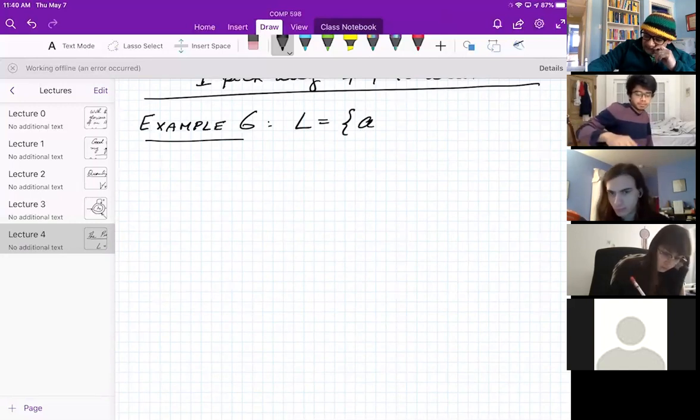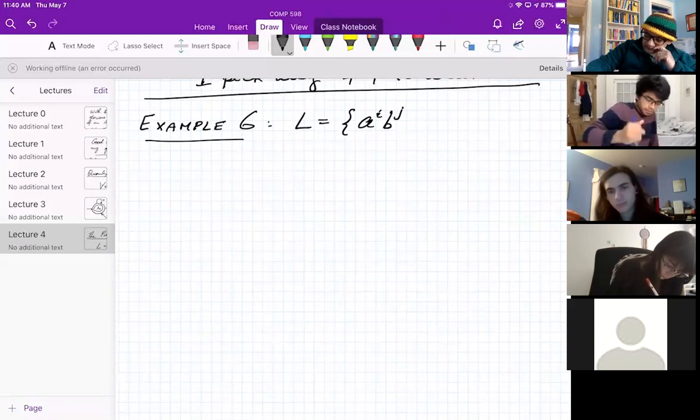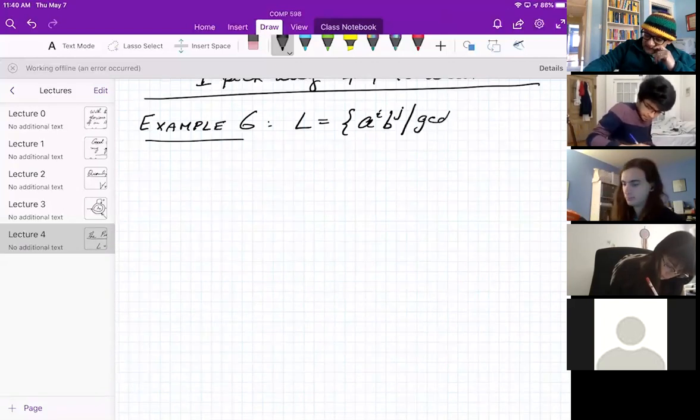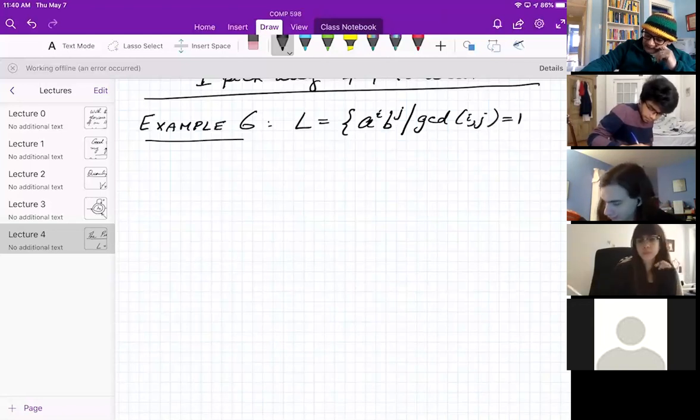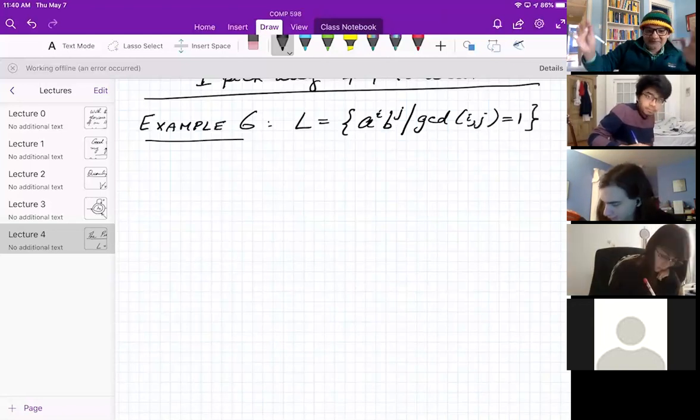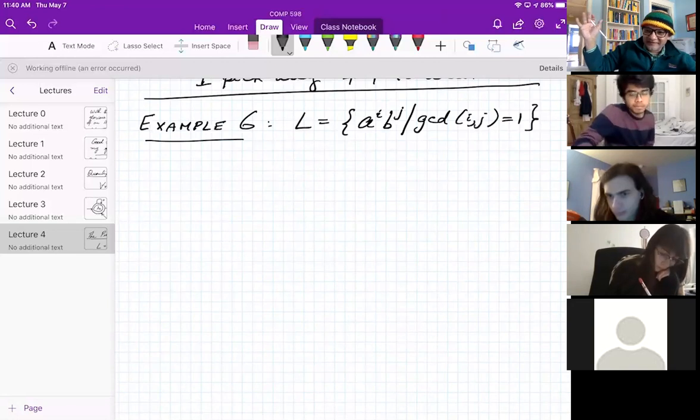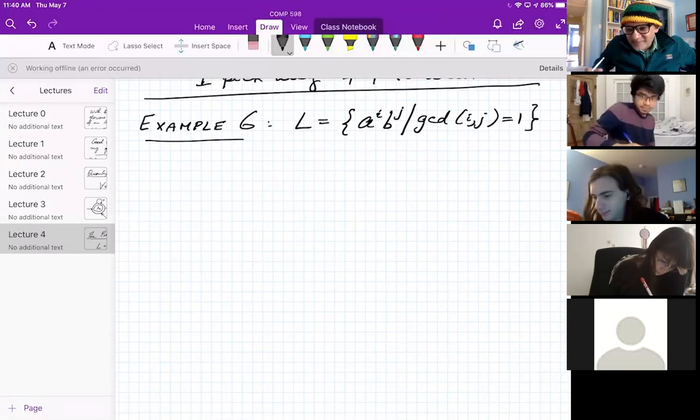So the language is a to the i, b to the j, where GCD of i and j is 1. Certainly not regular, right? How am I going to test relative primality? I can't even test primality.